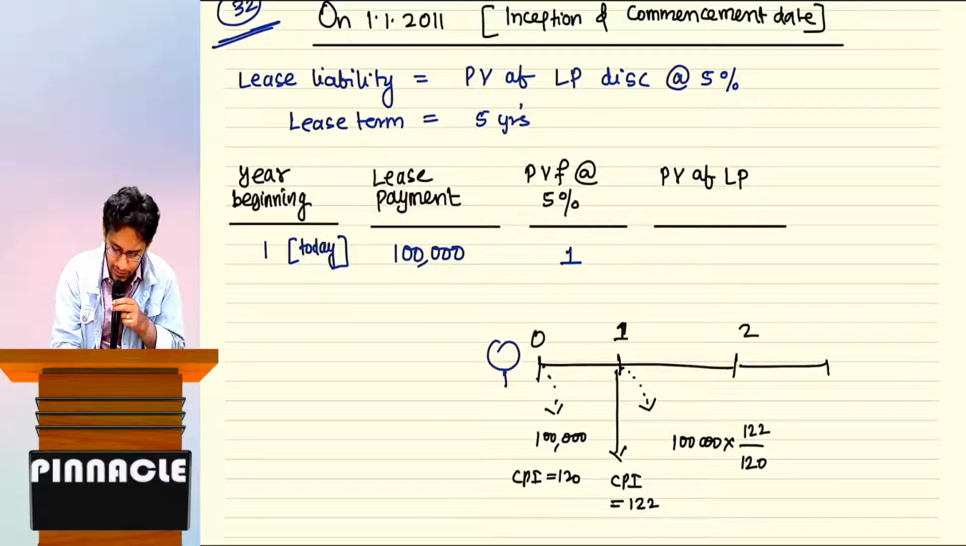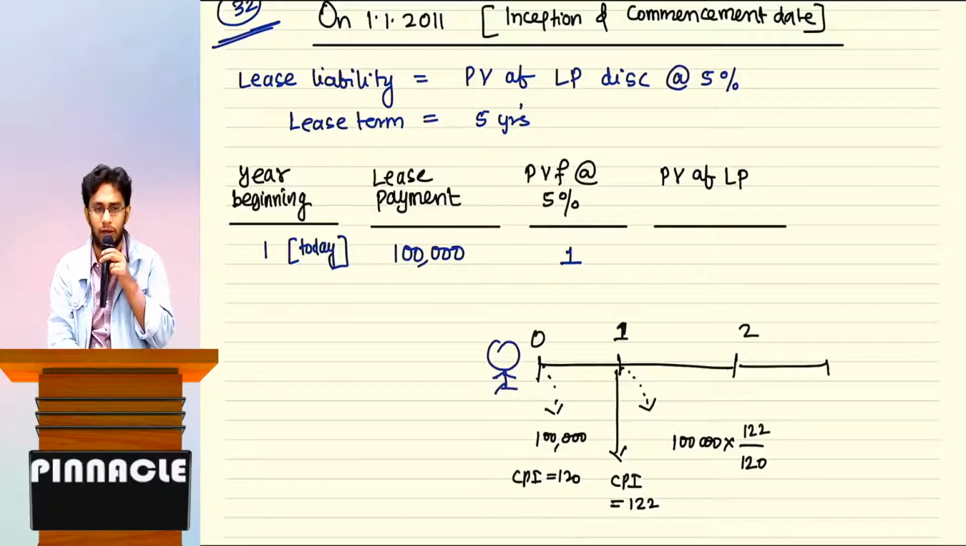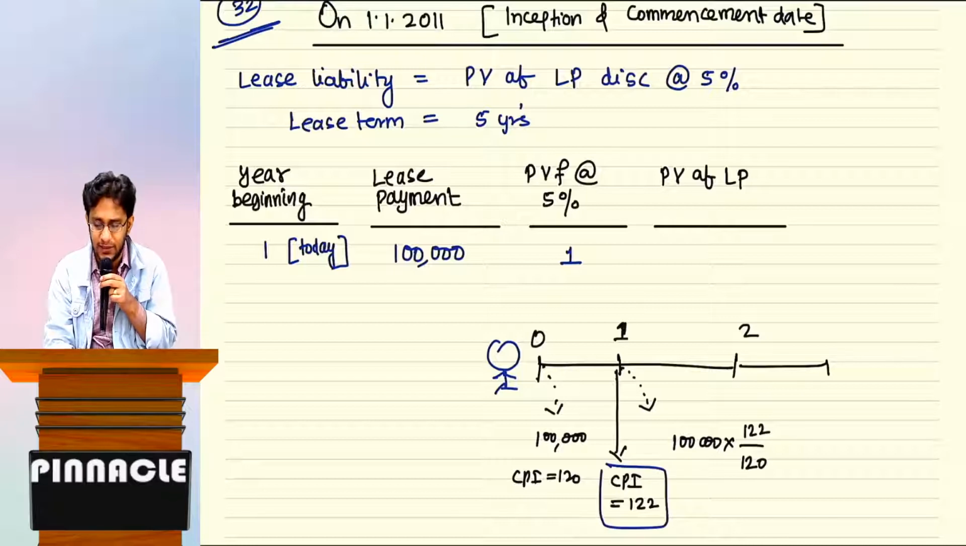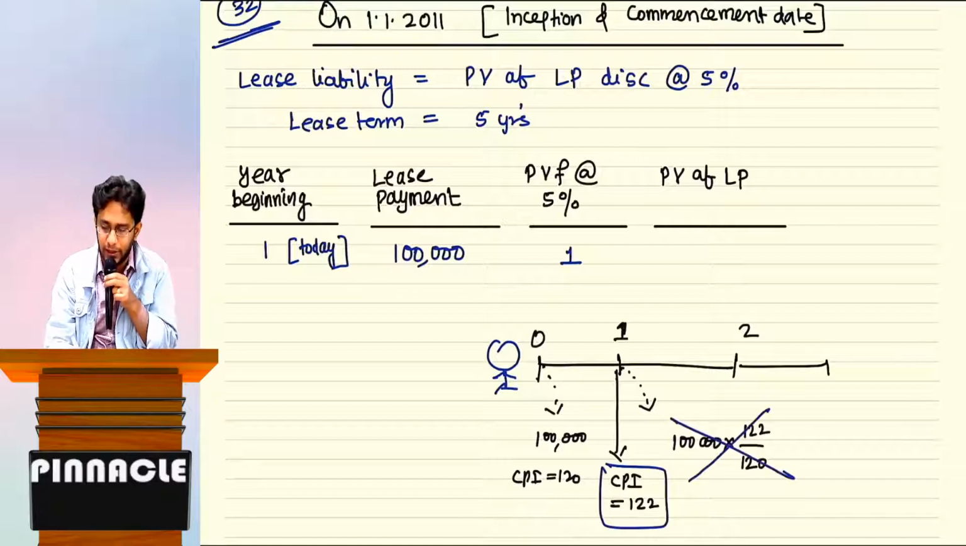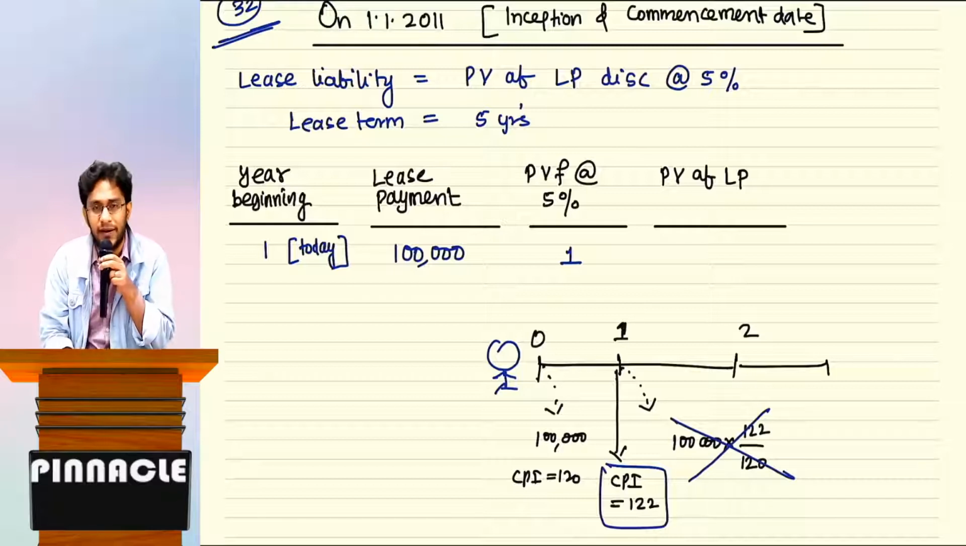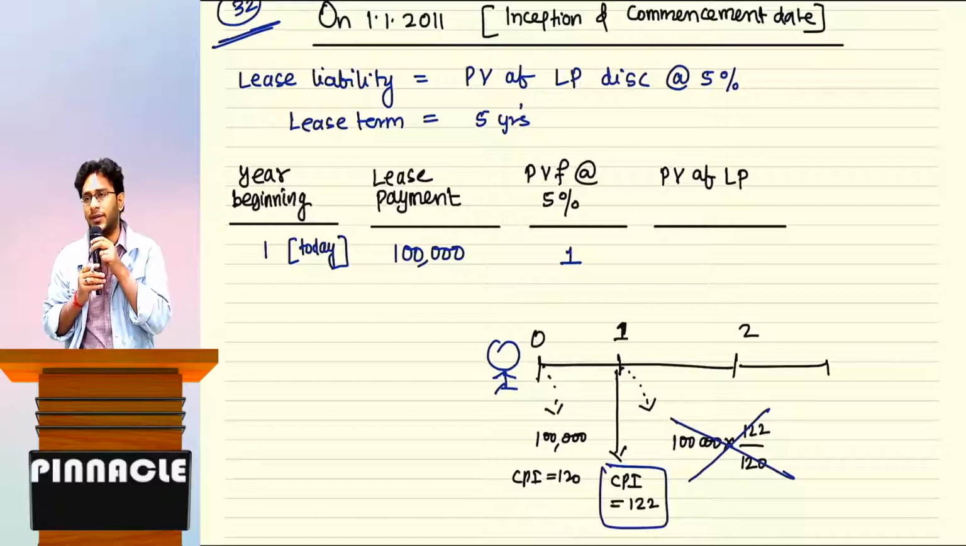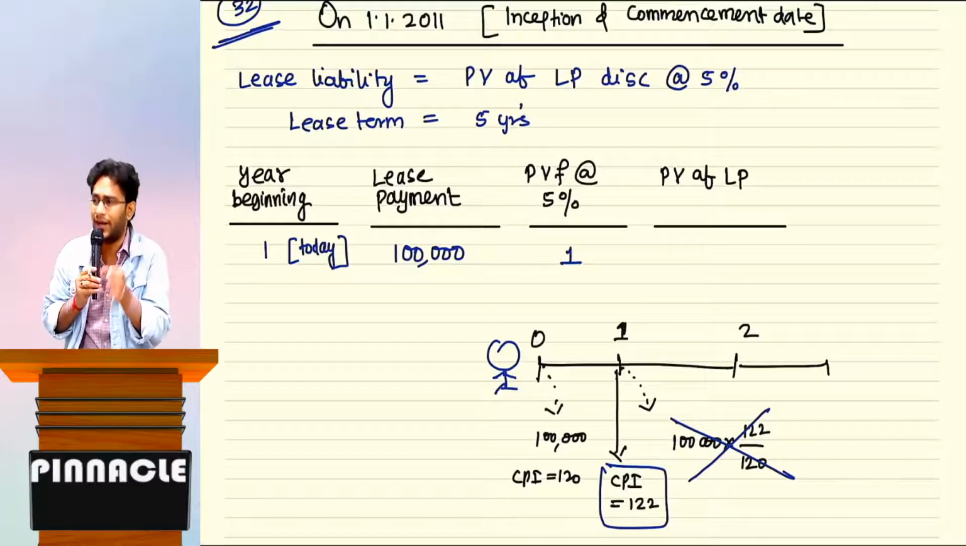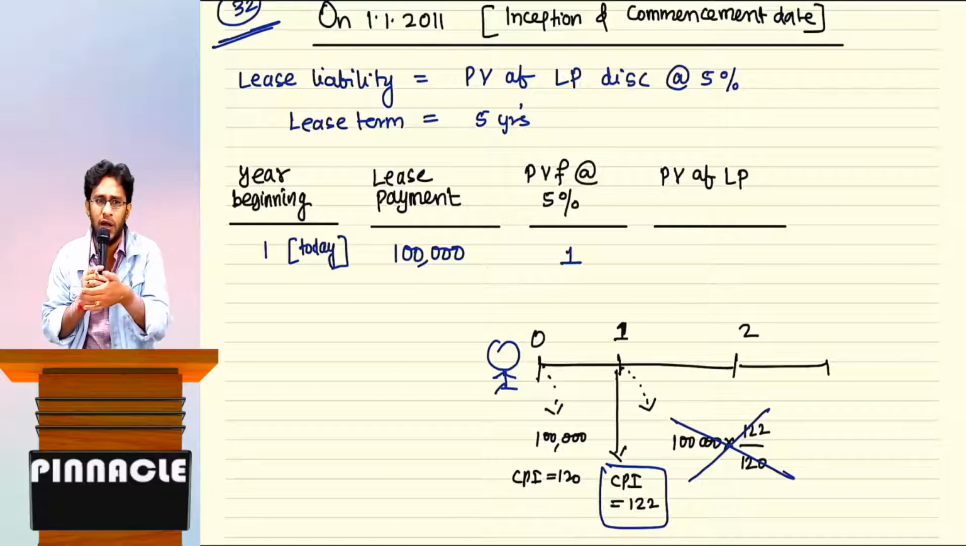But for lease liability measurement purposes, I am standing here today. How will I know this CPA? I will not know, so the E number cannot be computed. What did our standard say? Don't sit and estimate inflation rates and all. Whatever index or rate you have as on today, apply that only for all the periods.